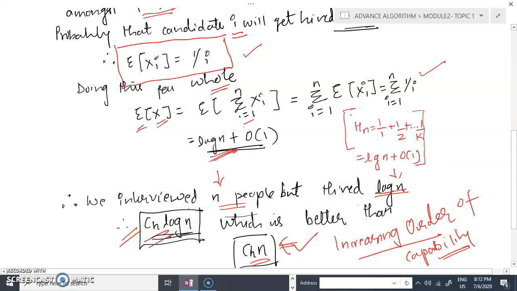So with the indicator random variable, we were able to analyze it better and conceptualize the cost as c h of log n, where c h is the cost of hiring one candidate, and the overall cost will be c h log n since log n candidates are hired. So this is about analyzing the hiring problem with the indicator random variable.